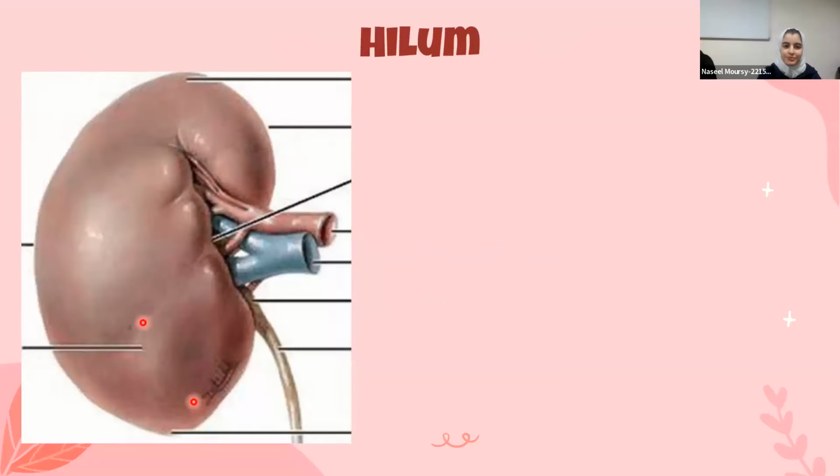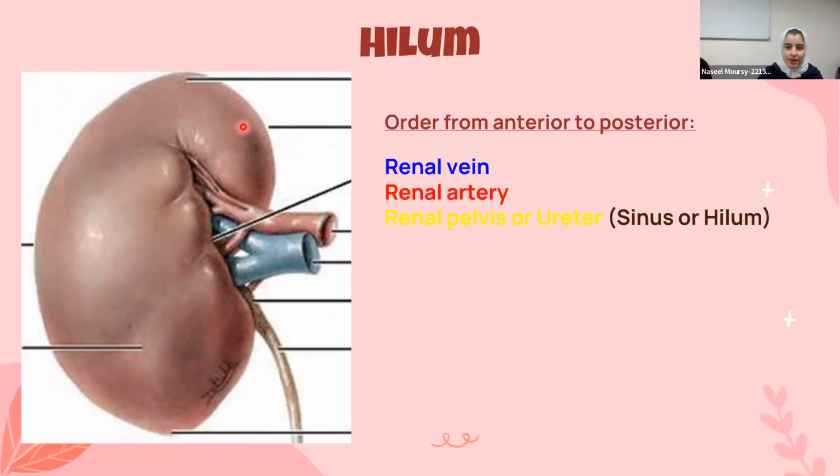Oh, good. Okay, so we come to another part. If I'm being mean, which kidney is this? Is it the right or left? Right. Good job. Now, if I want you guys to tell me something about the hilum or the order of the vessels in the hilum, what would you tell me from anterior to posterior? Wow. You guys know everything. Good. Vein, artery, and pelvis. So again, the order from anterior to posterior is the renal vein, renal artery, and renal pelvis or ureter.